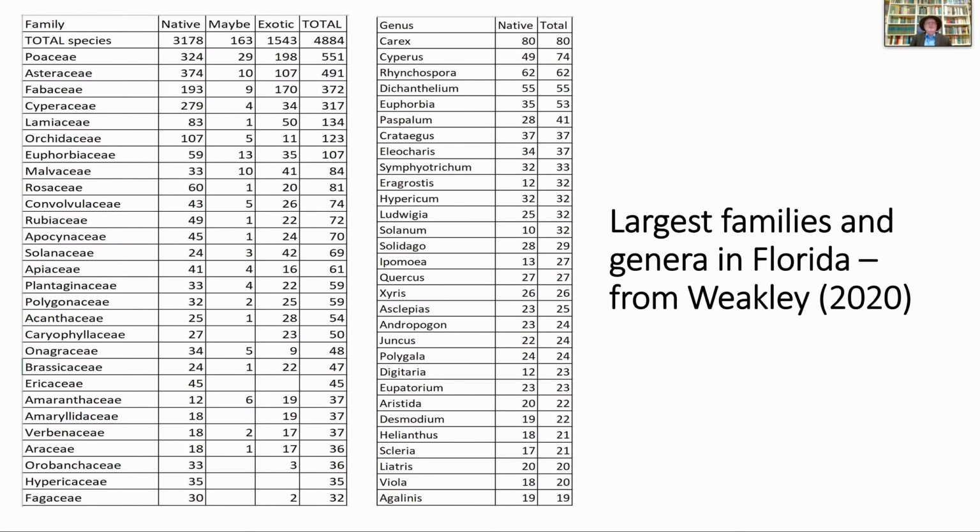Many of these are extremely diverse, and even the genera are diverse within those, such as large numbers of the sedges: Carex, Cyperus, Rhynchospora. So the three largest genera in terms of numbers of species in Florida are actually sedges, which means that floristic diversity really is dependent upon understanding how to identify and how to inventory the sedges and grasses that are present within regions.